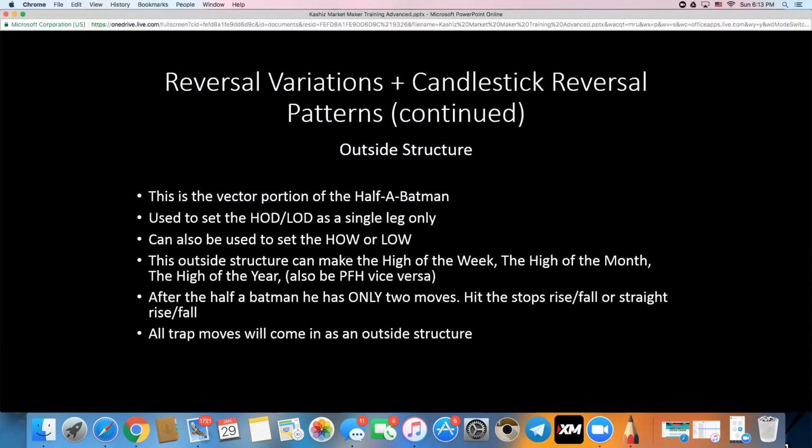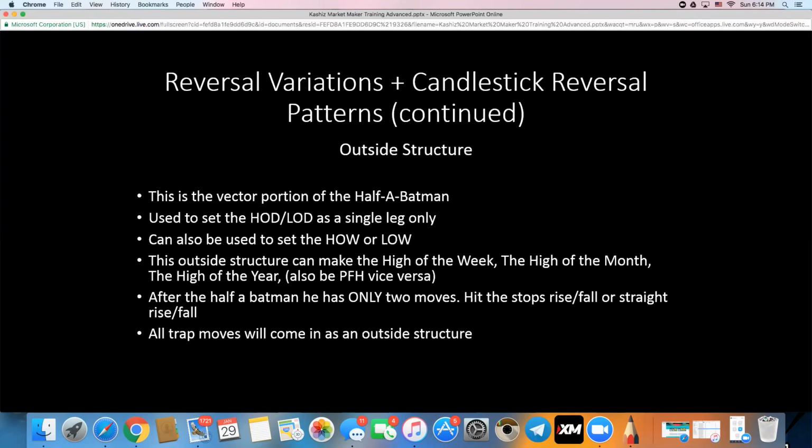This is the vector portion of the half of Batman. I'll go a little more slowly on this one because this is a little more complicated, but I want you to understand this. This move is used to set the HOD and the LOD as a single leg only. It can also be used to set the high of the week or low of the week. This outside structure can make the high of the week, I repeat myself, the high of the month, the high of the year, and it can also be the peak formation high, vice versa.